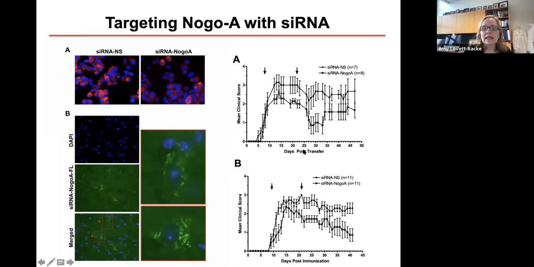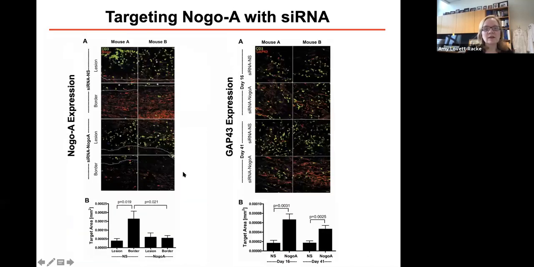And this is looking at EAE, in two different models of EAE. Essentially, we treated mice shortly after they got sick, and about 2 weeks later. This is the siRNA NOGO, and you can see that these animals recover quicker and do better long-term than the control animals. In this model, which is a different model, same idea, we treated once they started getting sick, and you can see that the ones that got NOGO-A siRNA actually did better long-term. And we did have evidence that we saw decreased NOGO in the mice.